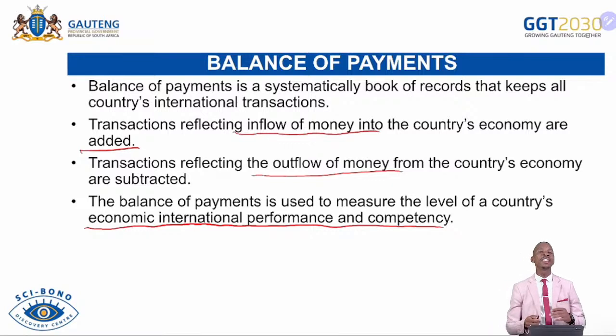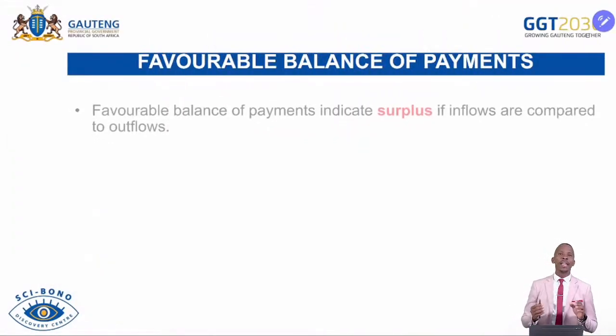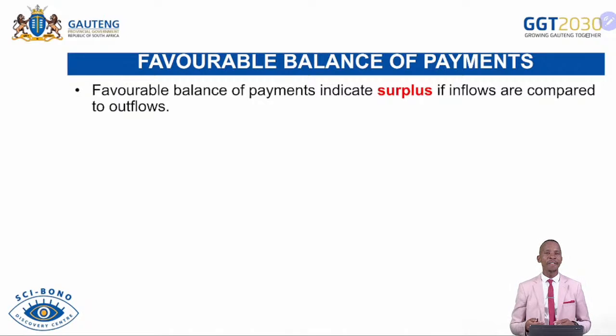How competitive is the country globally? How is the currency of the country? Can it improve the economic components of the country? That will be discussed here in detail. So, in the BOP, you will have a favorable balance of payment and an unfavorable balance of payment. If it's favorable, we say we have a surplus.